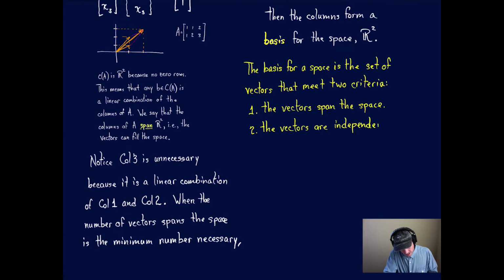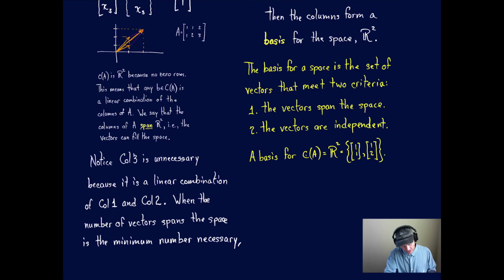The vectors are independent. Well, what have we just found? We've just found then that we could say that a basis for, in this case, our column space of A, which is equal to R2, is the set of vectors that we can get from (1, 1) and (1, 2). It means all linear combinations of (1, 1) and (1, 2).